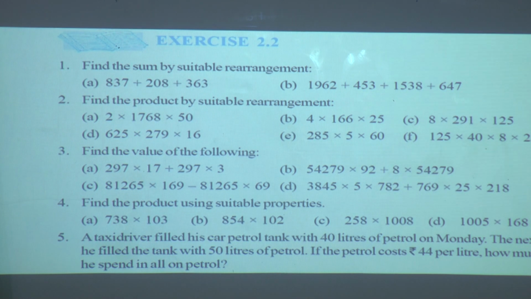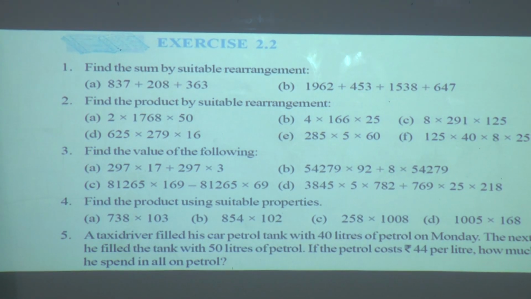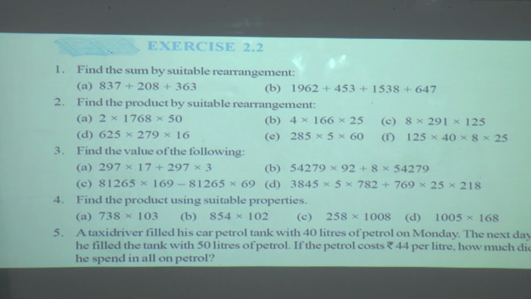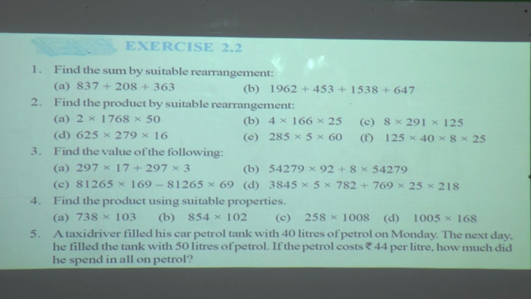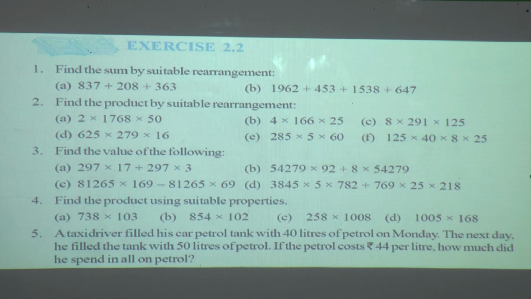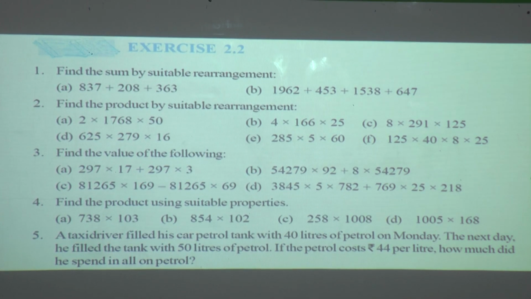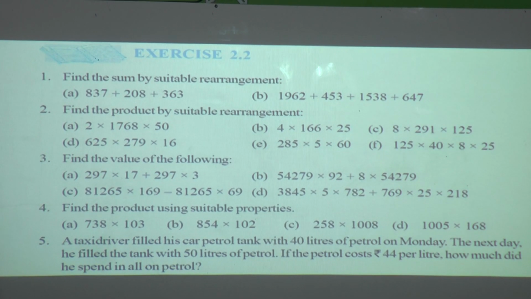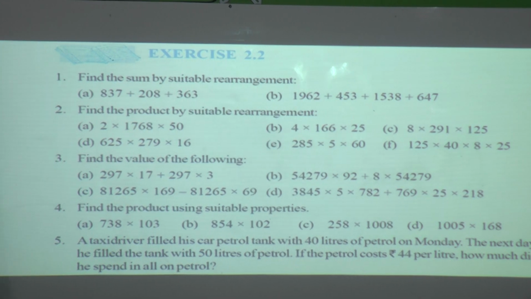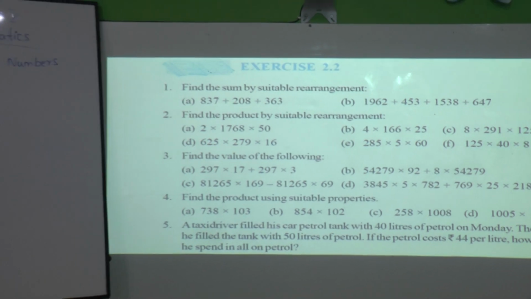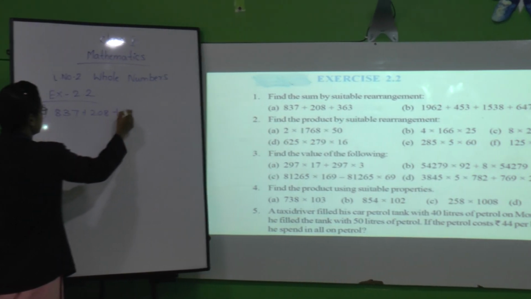Now students, we are going to solve exercise 2.2 from the textbook. Okay, see here, exercise 2.2, question number 1. Now see, the first question, find the sum by suitable arrangement. Okay, now see the first question students here, 837 plus 208 plus 363.